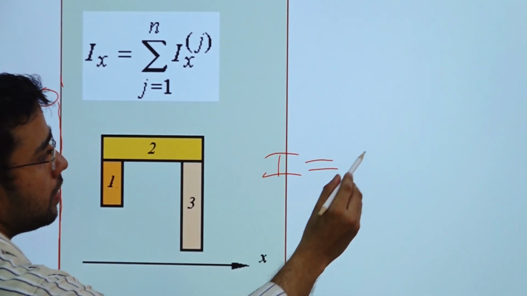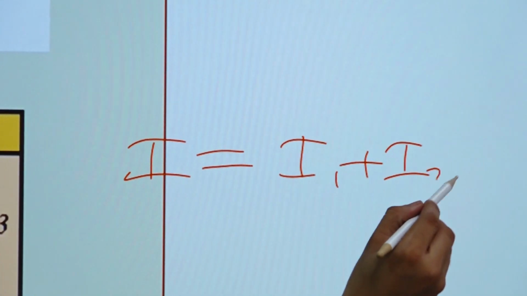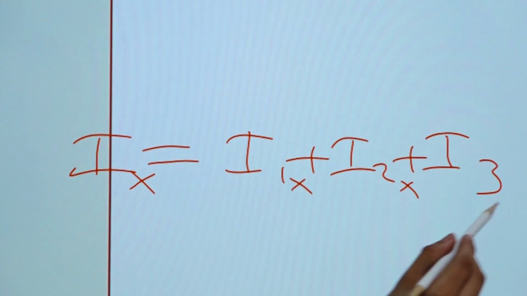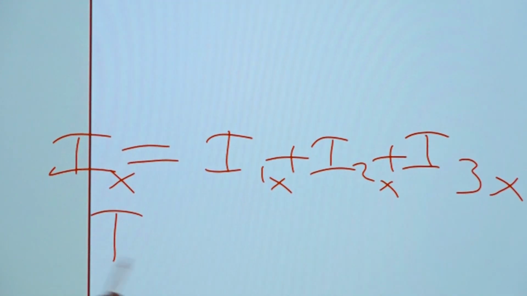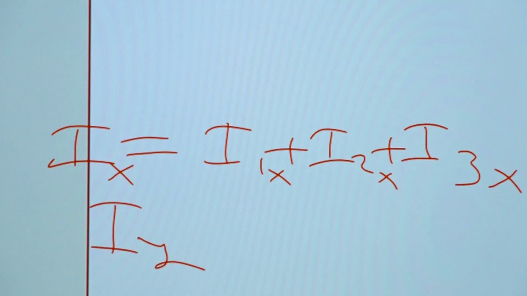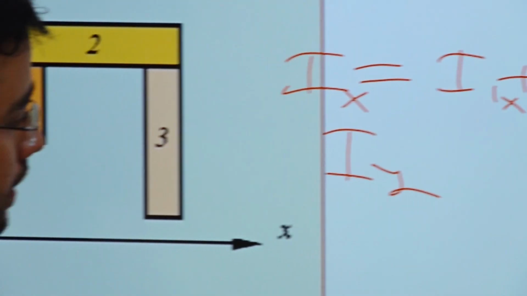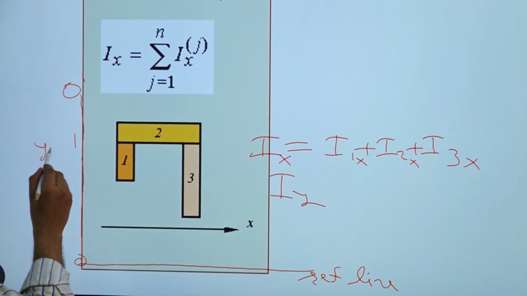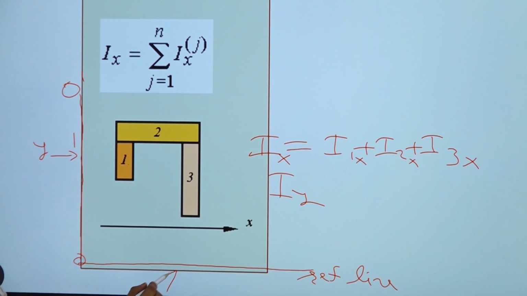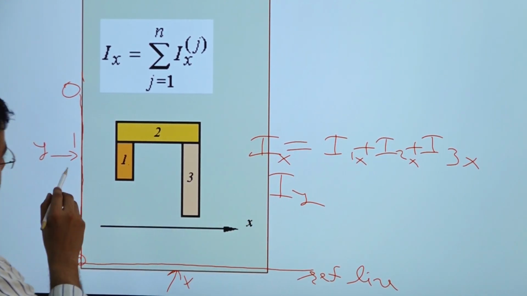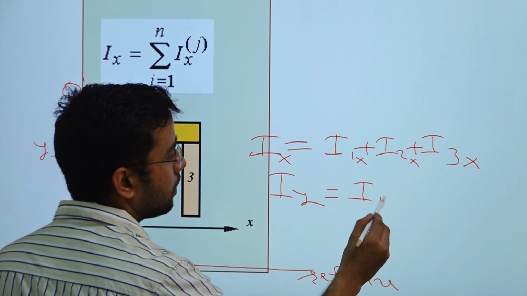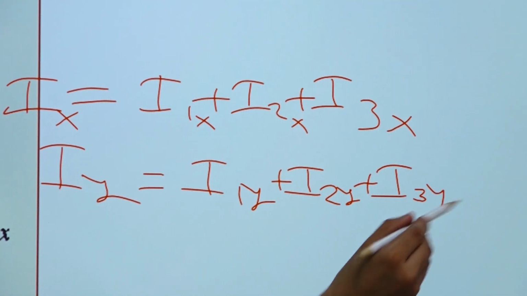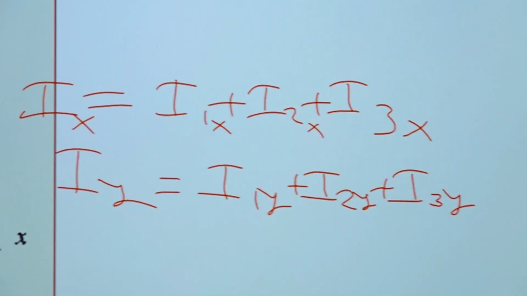So the total I will be I1 plus I2 plus I3. Suppose it is in the x direction, so it will be I1x, I2x, I3x. Iy will be in that case, okay, for x you will take this reference line, and for y you will take this reference line. So about this you will get Ix, and about this you will get Iy. That is how we can find it for a composite body.